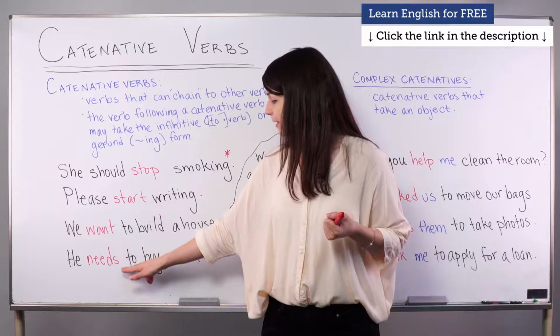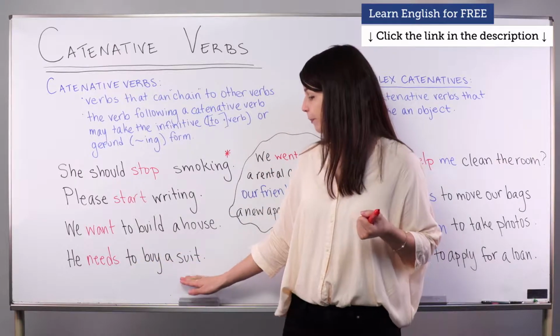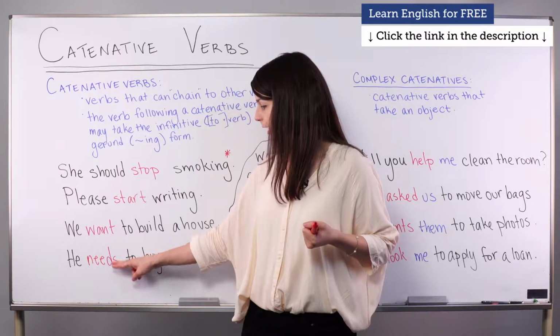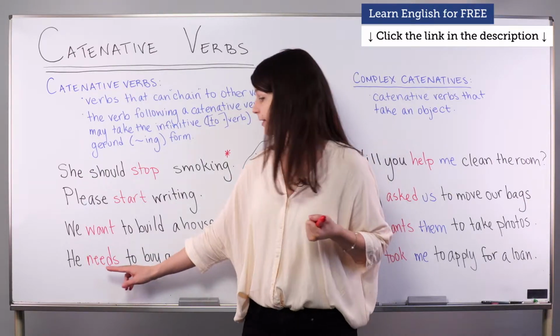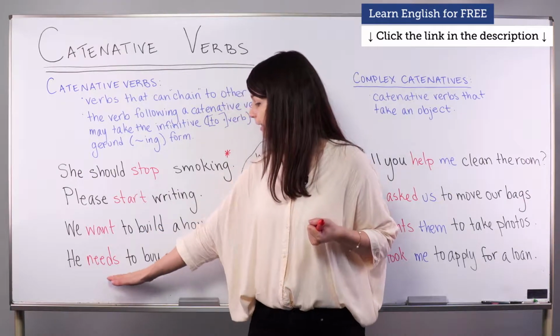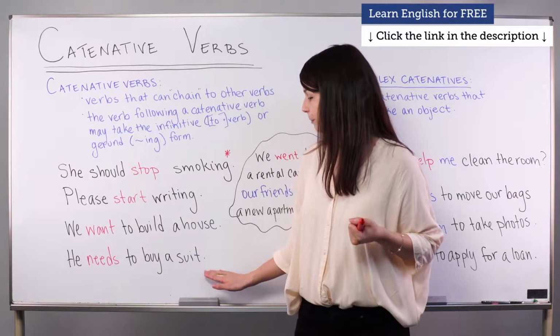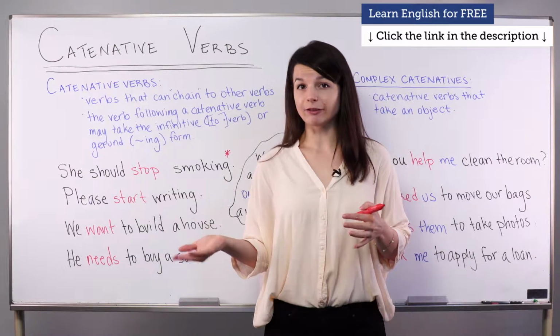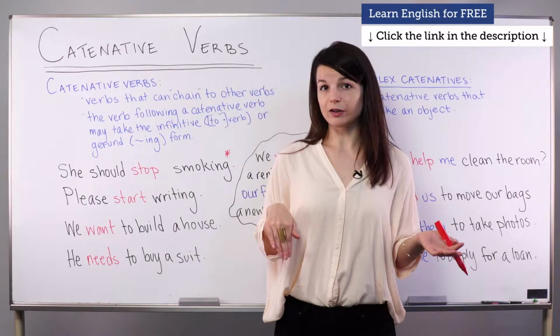Second, he needs to buy a suit. My catenative verb is need. I've got this S here. I need to conjugate the verb because my subject is he. He needs to buy a suit. So, depending on the sentence, we need to choose the infinitive form or the gerund form.